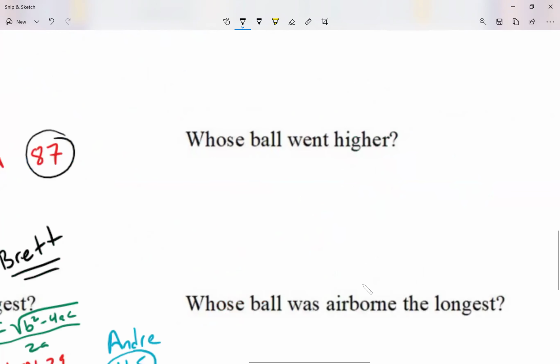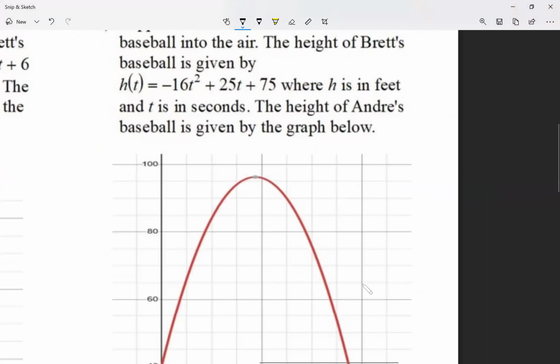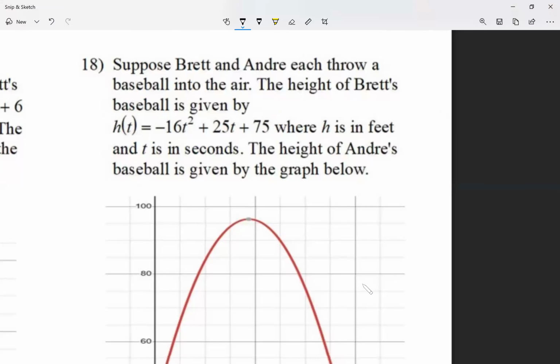Let's take a look at another example here. Suppose Brett and Andre each throw a baseball in the air. The height of Brett's baseball is given by the formula H of t is negative 16t squared plus 25t plus 75. Now, some of you guys might be like, wait a minute, there's a negative 16. That's what I had on the previous formula. Well, we're going to get used to the negative 16. That's actually the pull of gravity. Gravity pulls down at negative 16 feet per second squared. So that negative 16 will be there plenty of times. And then where h is in feet and t is in seconds.